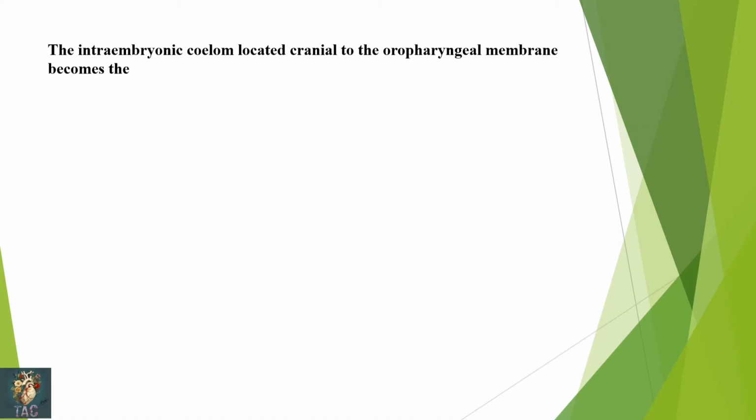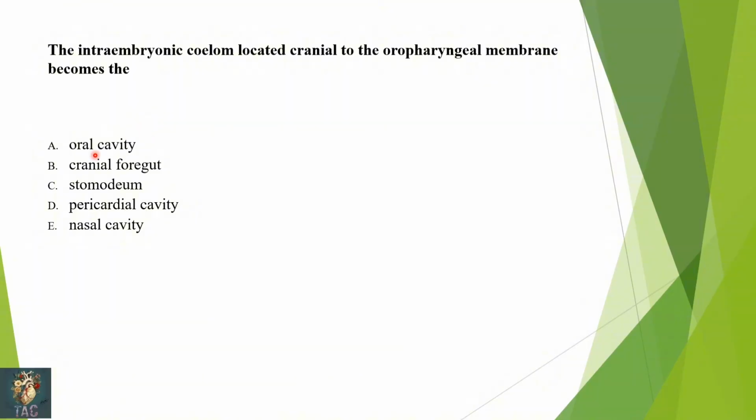Next MCQ is, the intraembryonic mesocoelom located cranial to the oropharyngeal membrane becomes the oral cavity, the cranial foregut, the stomodeum, the pericardial cavity, or the nasal cavity. So the correct option is the stomodeum. This is the C option and it is correct.